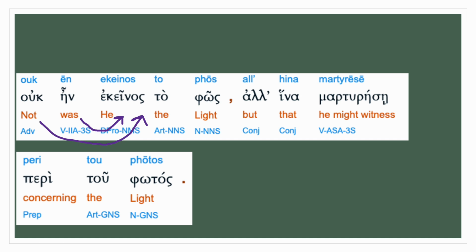So, as I said, we're still in verse 8 here. We've got starting out an adversative word, not. Then the verb to be, which in the past tense means was. So we would shift those when we want to get the sentence to make sense in English. We would shift those after the pronoun ekeinos here, meaning he. So we would say he was not the light, but he came that he might bear witness concerning the light.